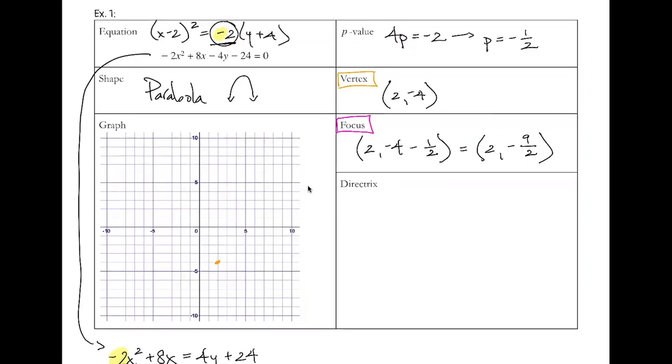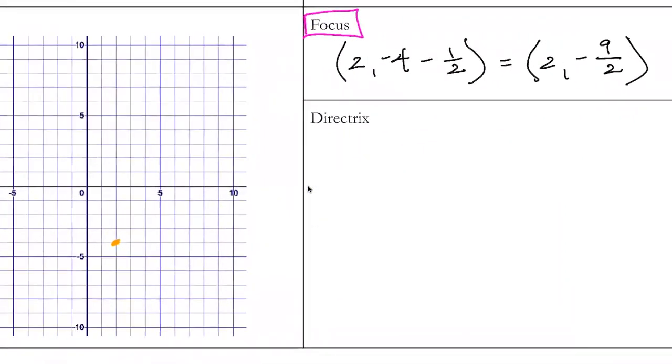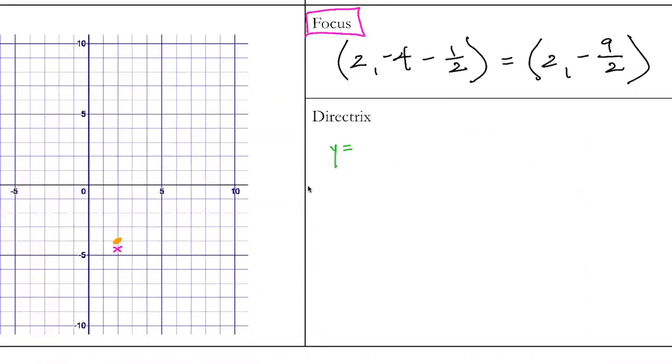Okay, so I'm going to zoom in here so I can draw this focus, but it should be at 2, comma, negative 4.5. So it's pretty close to my vertex right there, okay? Now my directrix is going to be y equals, and in fact, it's going to be y equals the y value of my vertex plus that 1/2. And that will give me a directrix equation of y equals negative 7/2. And so I get my directrix to be like right here.